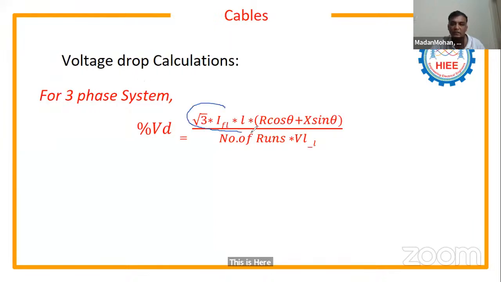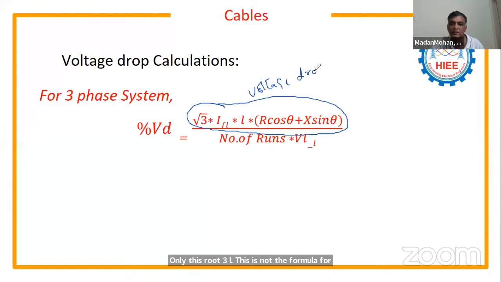Only this root 3 IL. This is not the formula for normal voltage drop. Percentage voltage drop will be divided by the number of runs per phase multiplied by the voltage. That will give you the percentage voltage drop.